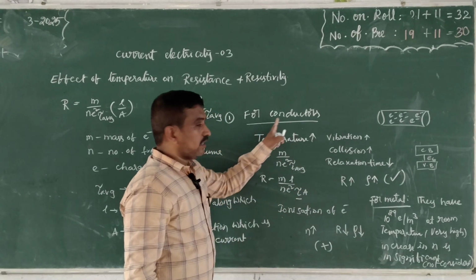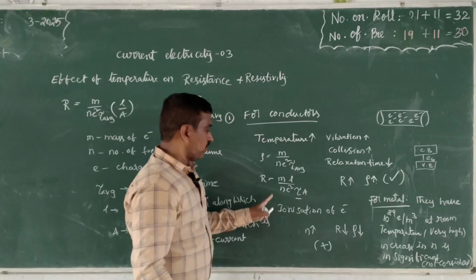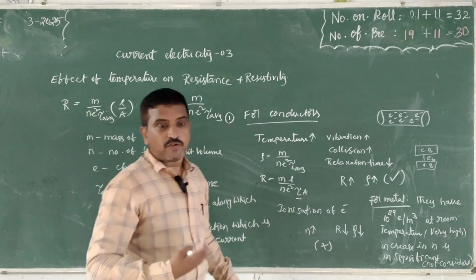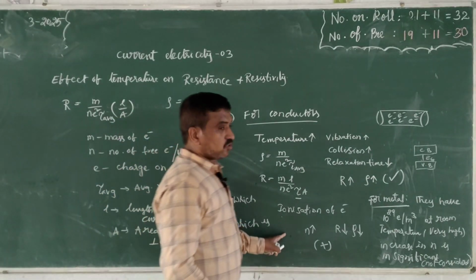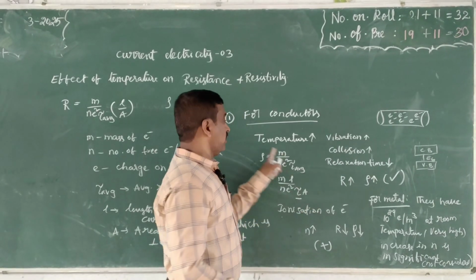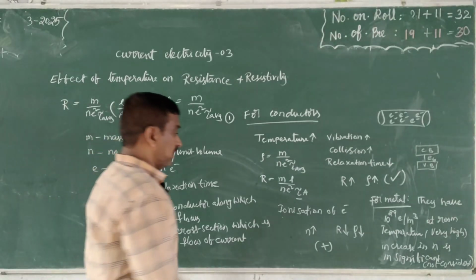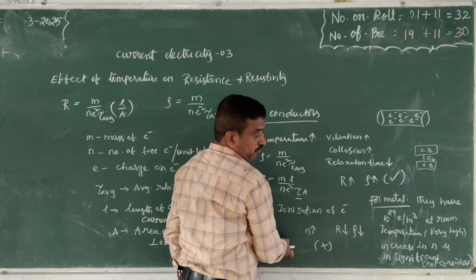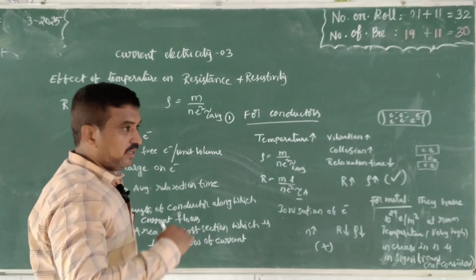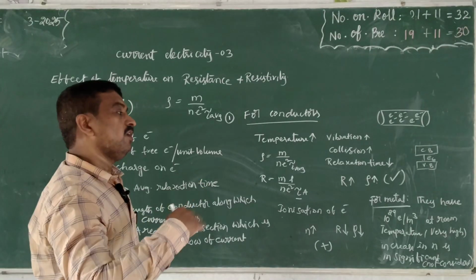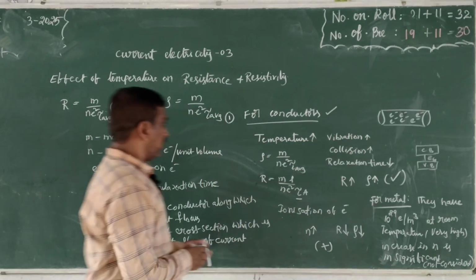So for conductors, when temperature increases, resistance and resistivity increase. Because of ionization of electrons the number density does not increase much, so it is not dominating. That's why when temperature increases, resistance and resistivity increase, not decrease. That is the one we consider. So resistance and resistivity increase for conductors. Now we discuss semiconductors.